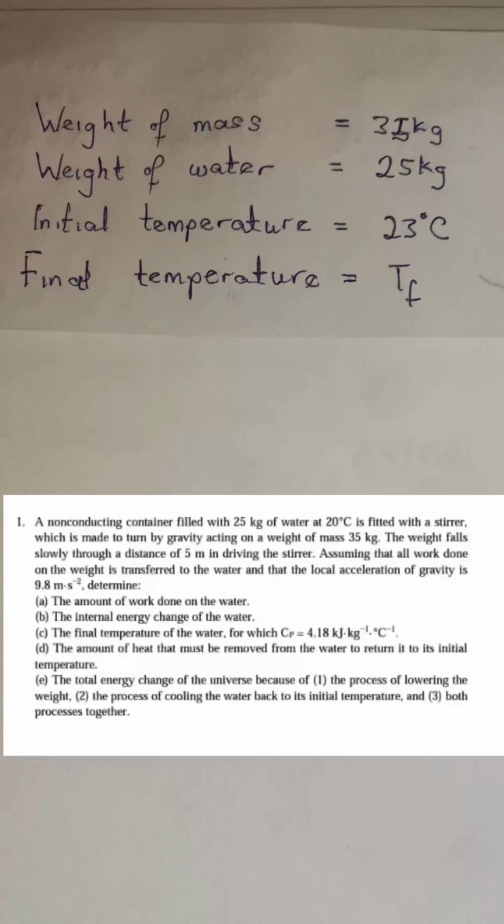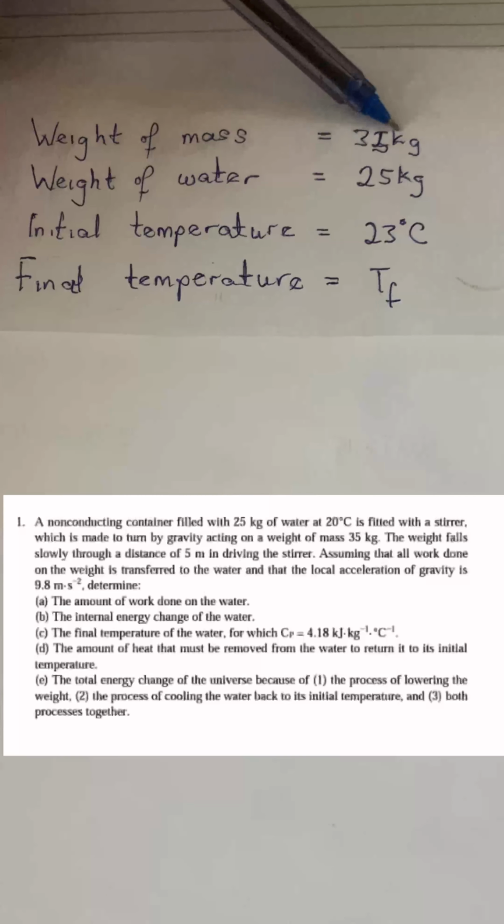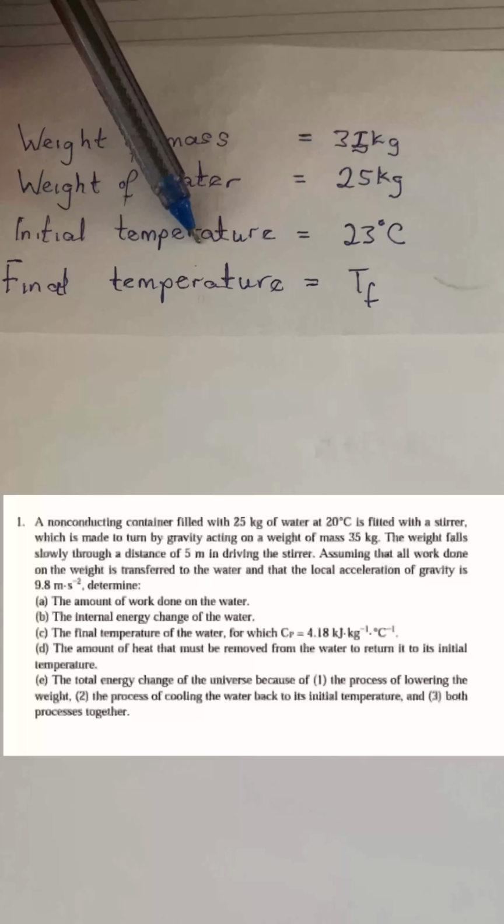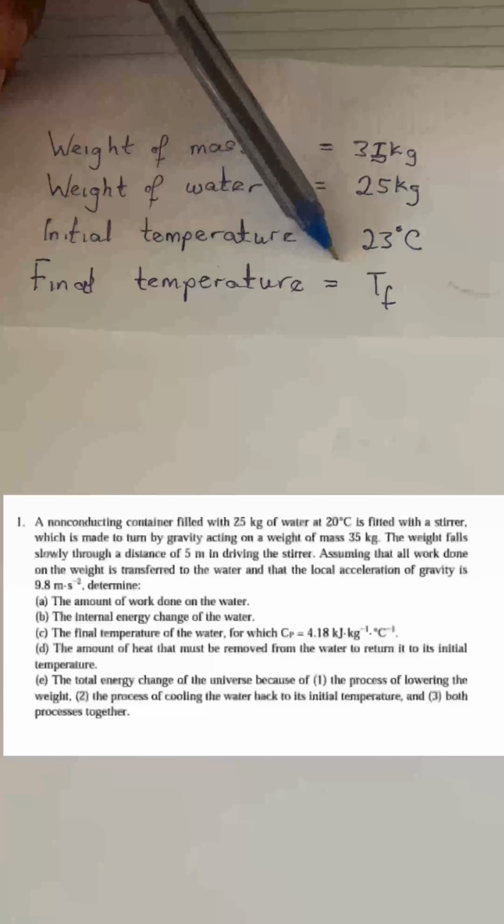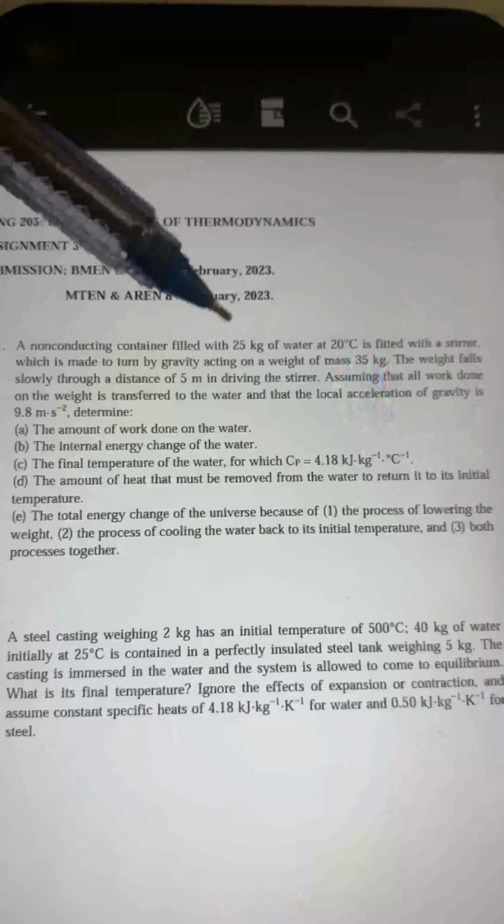So now let's write down the parameters. In the question we are given the weight of mass to be 35 kilogram, weight of water was 25 kilogram, initial temperature was 23 degrees Celsius, and we don't know the final temperature. Okay. So the question says a non-conducting container filled with 25 kilogram.